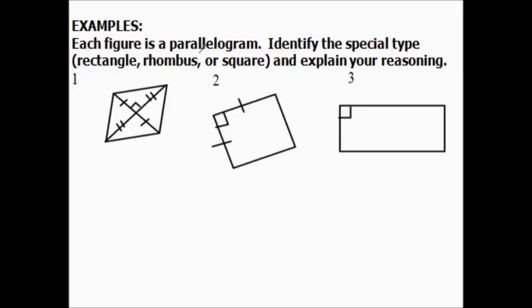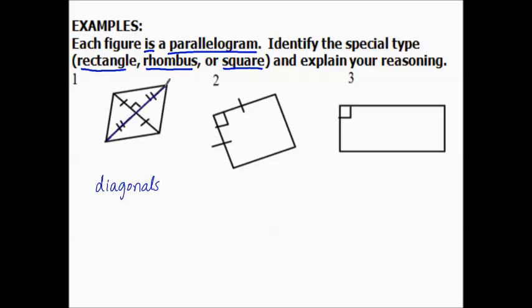Each figure is a parallelogram, so that is given to us. It is a parallelogram. Not asking us, is it? It is. Identify the special type of parallelogram, so we will either call it a rectangle, a rhombus, or a square. Explaining our reasoning, giving one of the properties listed on the list of properties side. So what do I see here? Nothing about the sides, nothing about the angles. I see about diagonals. So my reasoning here is going to be something about the diagonals.